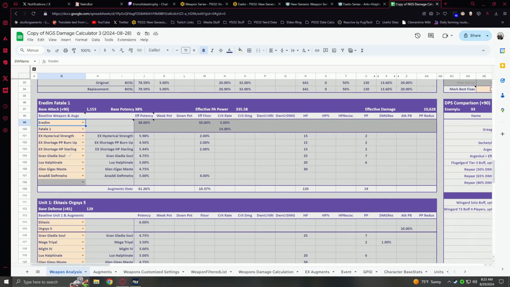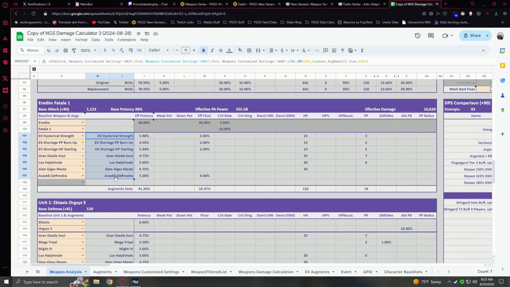So we have my current setup here. Yes, hysterical shortage and shortage HP are actually the best in slot setup if you can maintain it. Even if you can't maintain it, it's still really, really good, because even in the worst case scenario, shortage HP Starling is still 4.5%, which is pretty much on par with everything else you would put in that slot. You have to have hysterical and shortage PP together. You cannot have these separate. I mean, you can have shortage PP separate, but hysterical strength without shortage PP burn is pretty pointless.